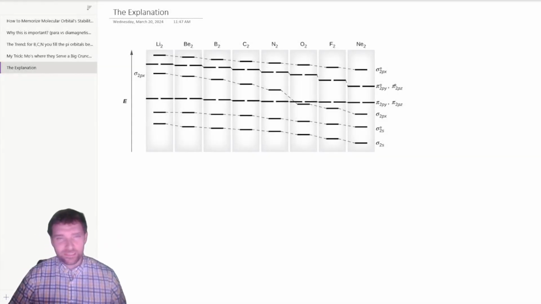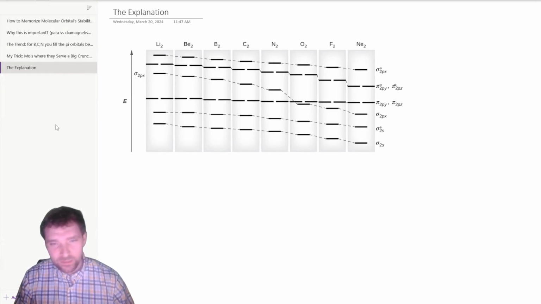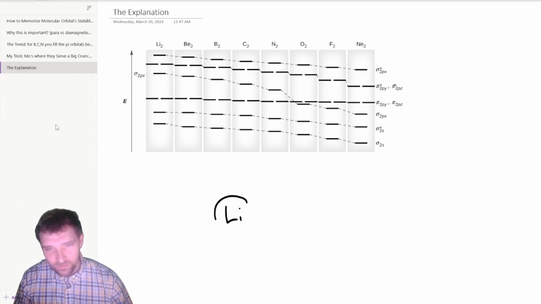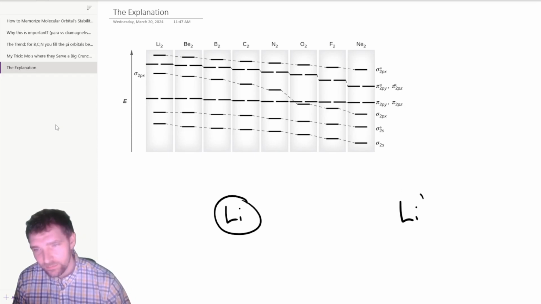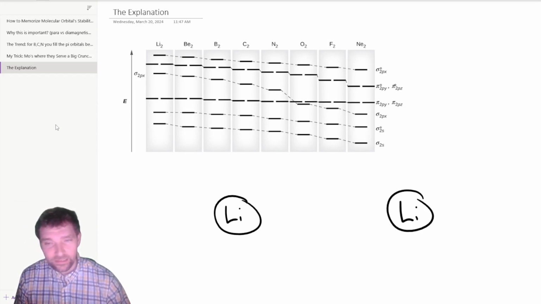So to help you really understand what's going on here, we want to draw out these atoms a little bit. So if we've got lithium attached to another lithium, there is a bond between these.